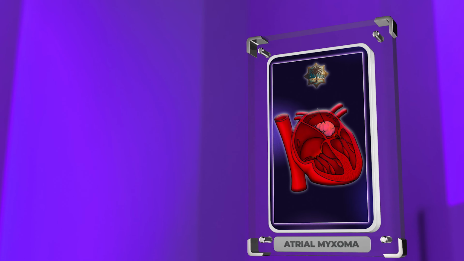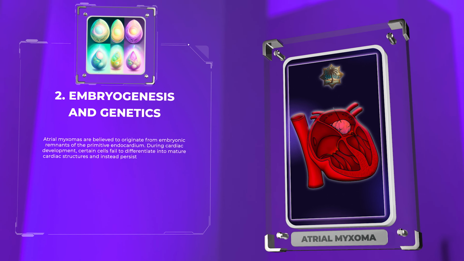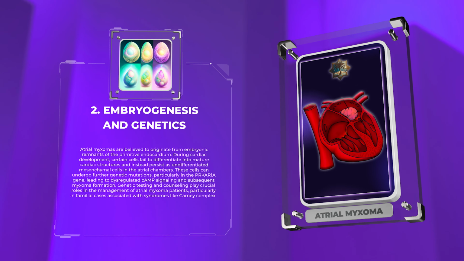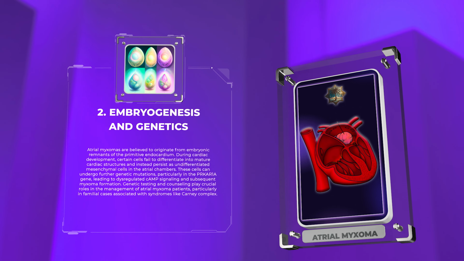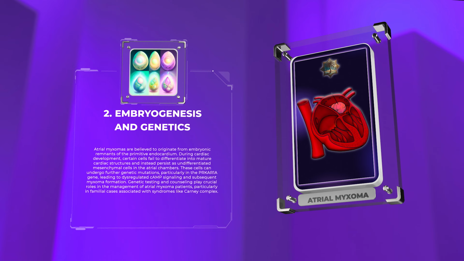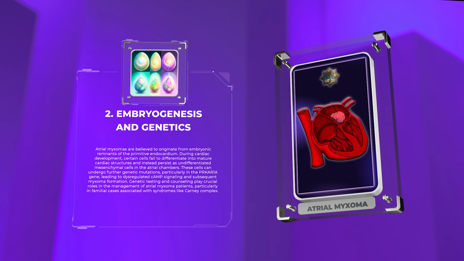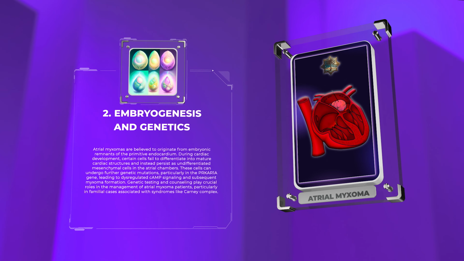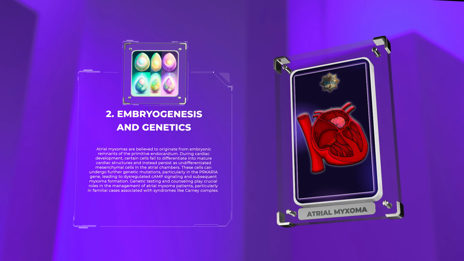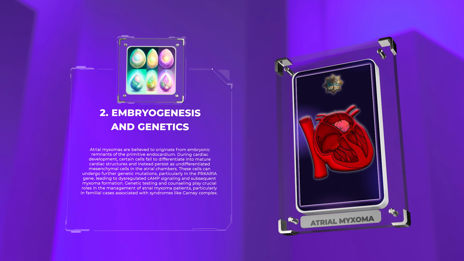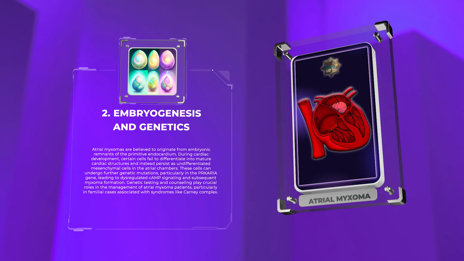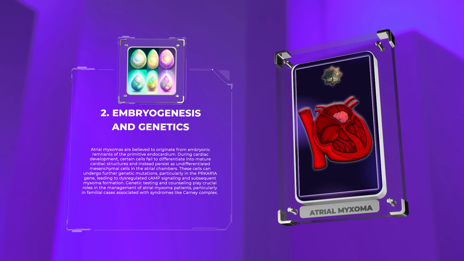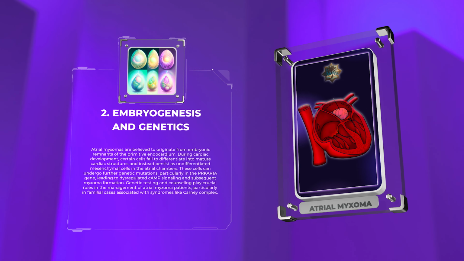Atrial myxomas are believed to originate from embryonic remnants of the primitive endocardium. During cardiac development, certain cells fail to differentiate into mature cardiac structures and instead persist as undifferentiated mesenchymal cells in the atrial chambers. These cells can undergo further genetic mutations, particularly in the PRKAR1A gene, leading to dysregulated cAMP signaling and subsequent myxoma formation. Genetic testing and counseling play crucial roles in the management of atrial myxoma patients, particularly in familial cases associated with syndromes like Carney complex.